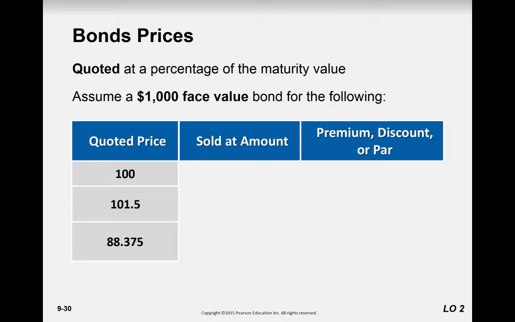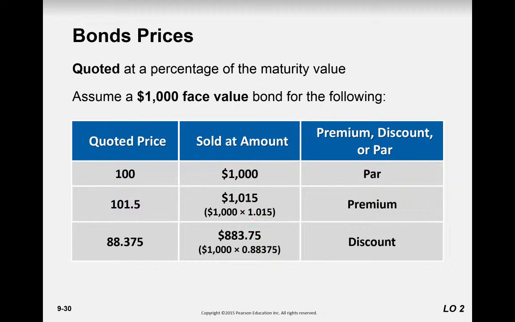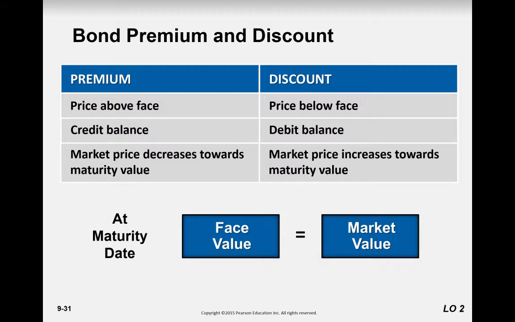And then you're going to get it quoted at a percentage of the maturity value. So if everybody has $1,000 face value, when it's 100%, it's the same, and that would mean it's par. If you get a little bit more, in this case 15 more, then you have a premium. If it is less than the face value, you multiply it by the price to get your discount. So for a premium, the price is above the face value.